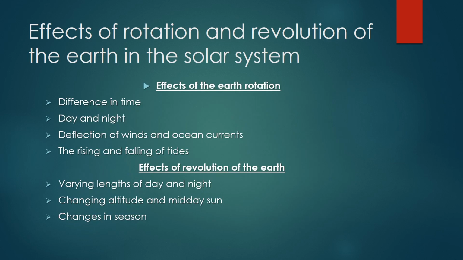In this substrand, we are looking at the effects of rotation and revolution of the Earth in the solar system. First of all, let us start with the effects of the Earth's rotation. We have difference in time, day and night, deflection of winds and ocean currents, the rising and falling of the ocean tides. Let us now look at the effects of the Earth's revolution.